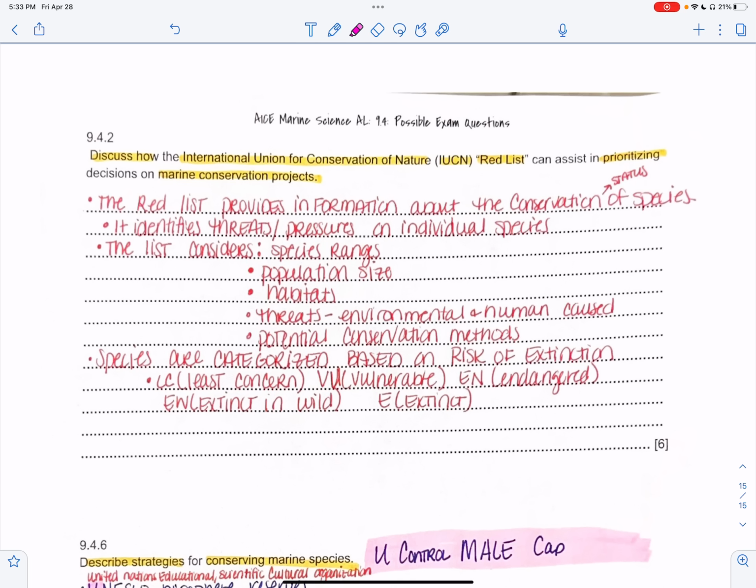And now that I'm thinking about it, it's possible that they wouldn't make you list all of these out, maybe just 2 of them you would get marks for. But that is how they could use the Red List to prioritize conservation projects. And I imagine also mentioning that they work with stakeholders, scientists, conservationists, indigenous peoples, and governments, both local and national.